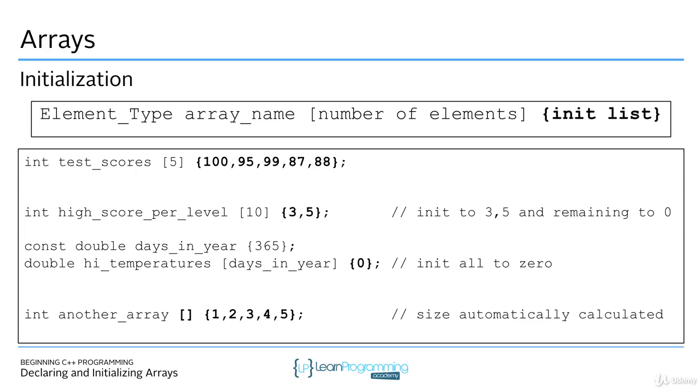In this case, I didn't provide any number for the size of the array inside the square brackets. Instead, I'm letting the compiler determine the size of the array based on the number of elements in the initializer list. This form is also often seen. In this case, another array will be of size 5 integers, and they'll each be initialized from 1 to 5.